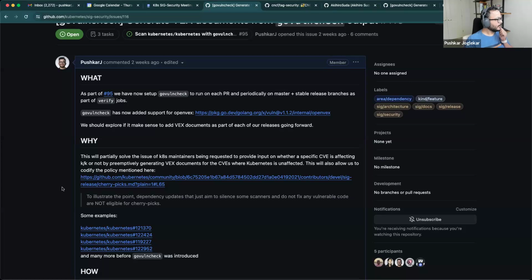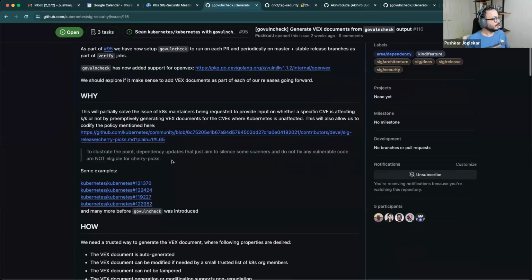Hope everyone can see it. We have had a lot of requests from end users who expect us to tell them whether their scanners are correct or not. As a result, SIG Architecture ended up updating the cherry pick policy, saying that dependency updates just to silence the scanners that do not fix any vulnerable code are not eligible for cherry picks. This was added to make sure people are aware that we are not just going to cherry pick because the scanners are saying this is vulnerable when it's not. This has been a pain point for everyone, and I felt like OpenVex documents would actually help here.